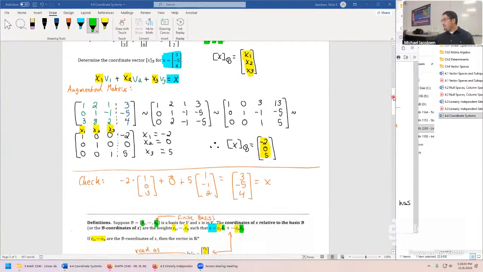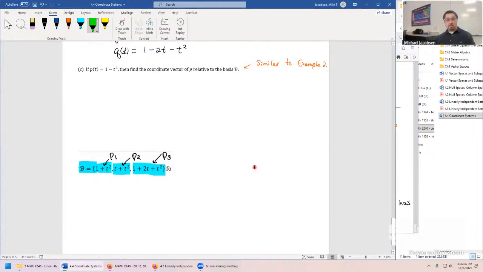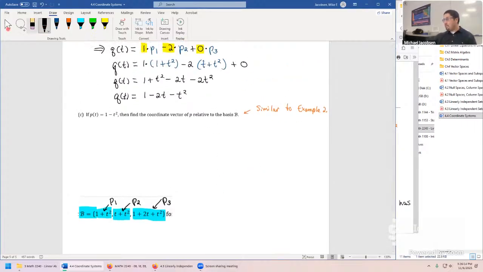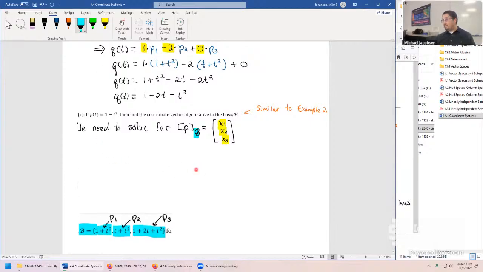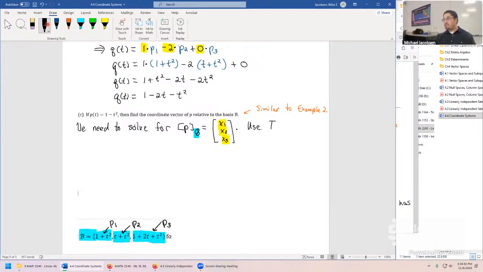But if we use the coordinate mapping again, the isomorphism, we can solve this entire problem in R3 and then just transfer back the coordinate vector. So that's how we're going to solve this one. If it says find the coordinate vector of P relative to the basis B, this means we need to solve for the coordinate vector of P relative to the basis B, which will be set equal to x1, x2, x3. The moment we have those scalars, our work is essentially done. But again, doing this directly is hard, messy algebra, so we'll use T, the same transformation defined above, the coordinate mapping, to solve this.